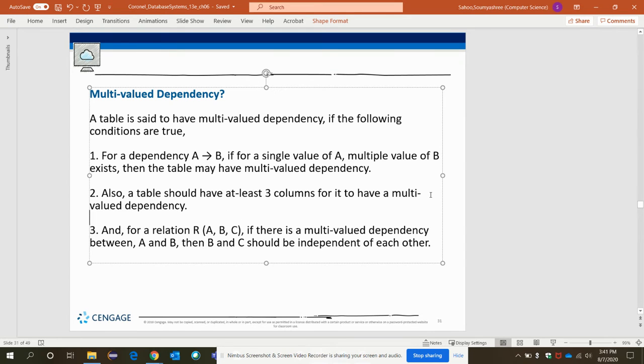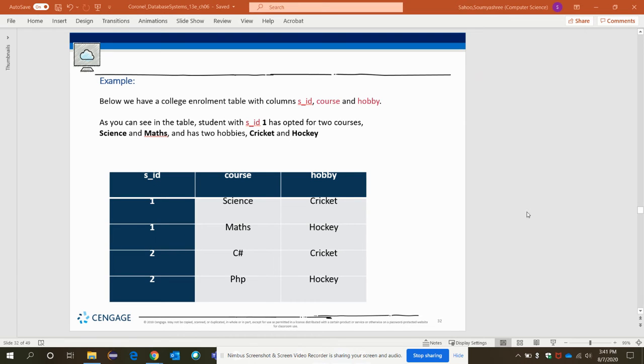To ensure that the table has a multi-value dependency, you should make sure that there are at least three columns. For a relation R having three attributes A, B, C, if there is a multi-value dependency, then they should all be independent of each other. There should be no dependency. So let's start with one example.